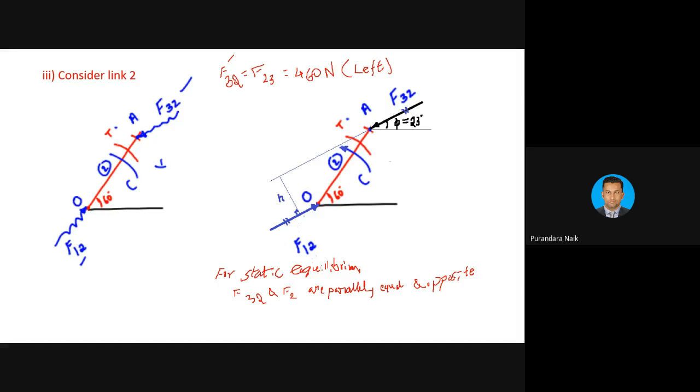If it is equal and opposite, therefore F12 will be parallel to F32. So that's why, therefore F12 is equal to F32. What is the answer for F32? It is equal to 460 Newton. What is the direction of F12? Here it is right, left. This will be towards right.